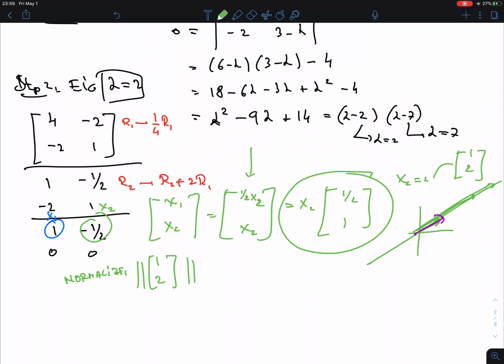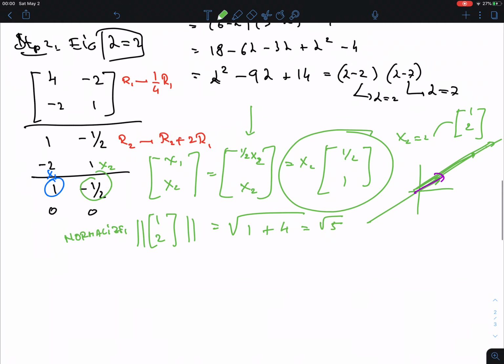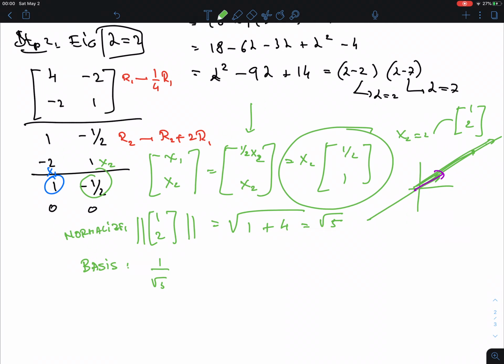I'll make it nice again because it's going to get radicals in there and fractions. But okay, 1 squared plus 2 squared, so radical 5. And so our basis, or orthonormal basis, but I'm just going to say basis, is 1 over radical 5 times (1, 2). Right, it's this one, right?